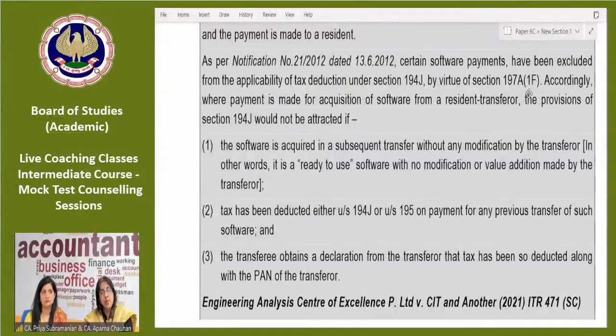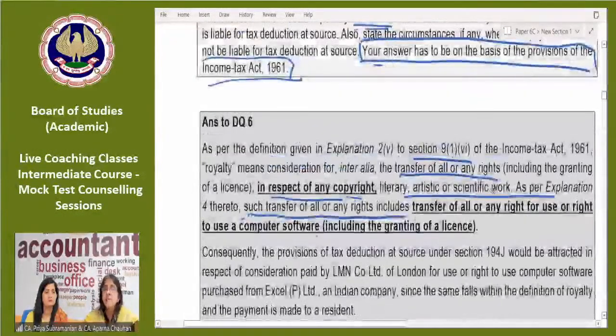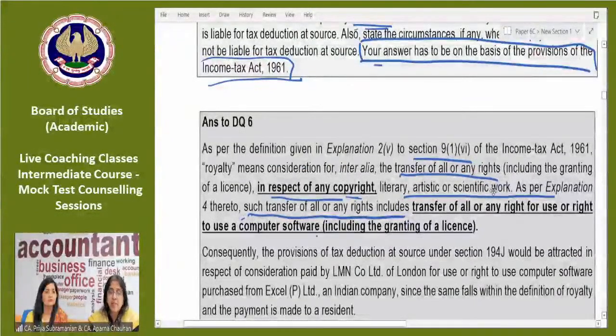So it's acquired in a subsequent transfer without any modification. Okay, that is ready-to-use software without any modification or value addition made by the transferee. This one condition alone won't suffice, but tax must already have been deducted under 194J or 195 on any previous transfer of software, and the transferee has to obtain a declaration from the transferor that tax has been so deducted. Only in such a case are you exempted from deducting tax at source under 194J. Okay. Now, all this I've said once again, this is your answer because your answer has to be on the basis of the provisions of the Income Tax Act.